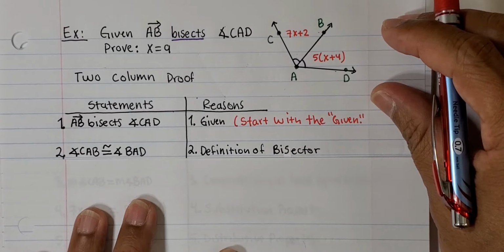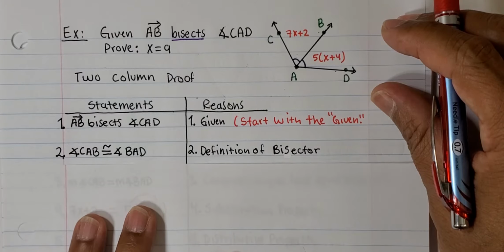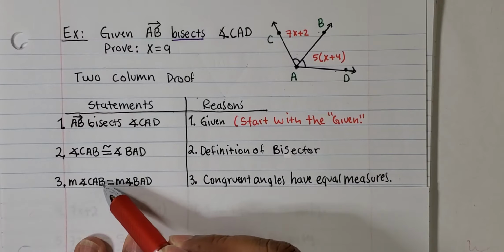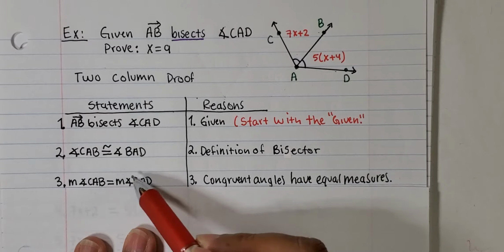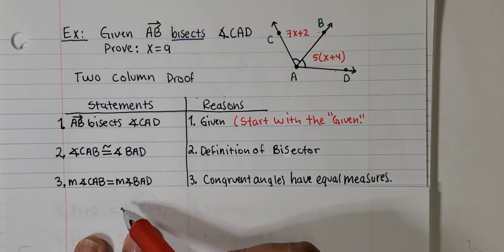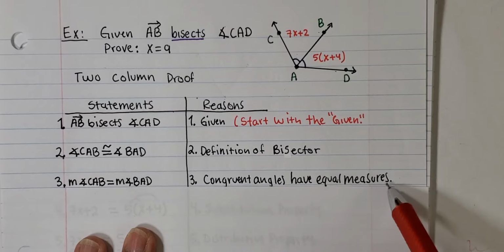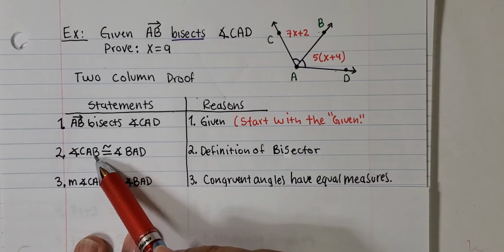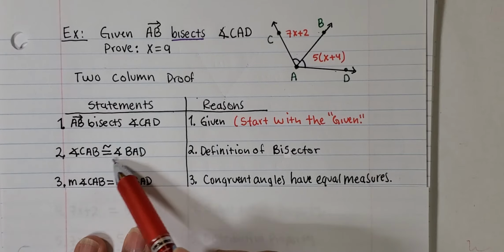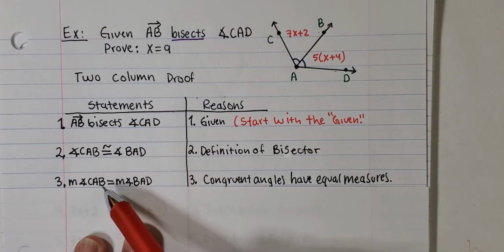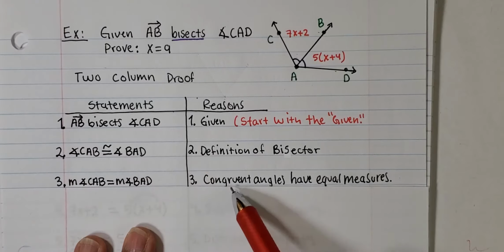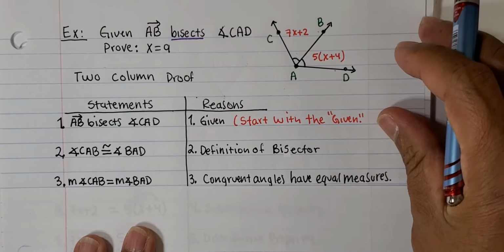The third statement I can make is that the measure of angle CAB is equal to the measure of angle BAD. This is just that congruent angles have congruent measures. If I know two angles are congruent, I know the angles have to be equal. So first I used the definition of bisector, which lets me say that the angles are congruent. The third statement lets me say that the angles are equal, because if they are congruent, that means the angles have the same measure, or equal measures.